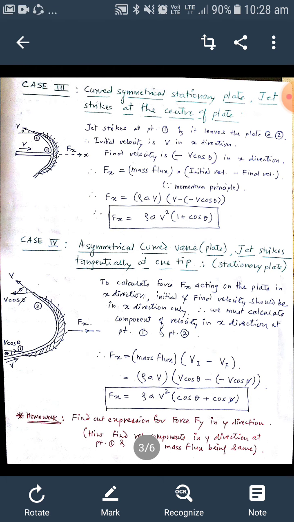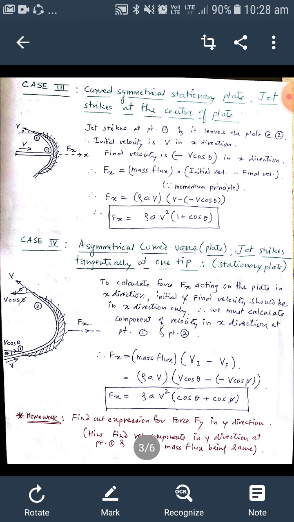See, I have taken the curved plate now. So slight modification we have done, from the flat, then the inclined. Now this plate is a curved plate. Still it is fixed. The plate is not moving. At point number 1, the jet strikes in x direction. But when the jet leaves the plate, it leaves at the angle theta in backward direction. You can see in the diagram.